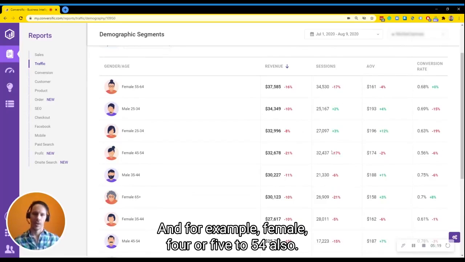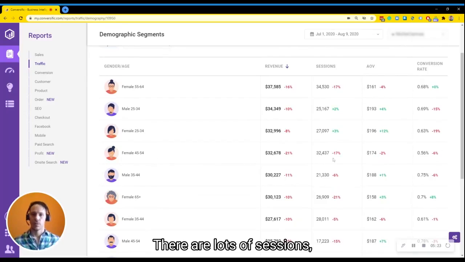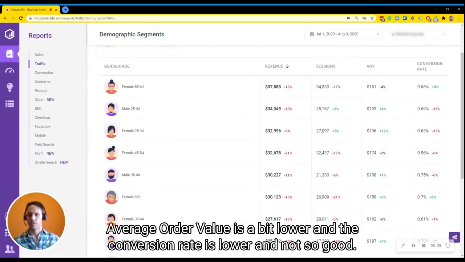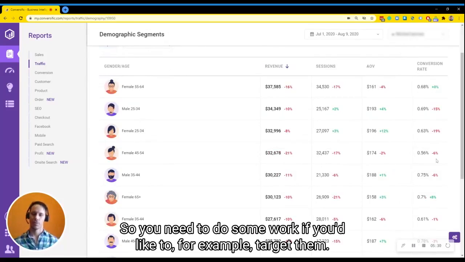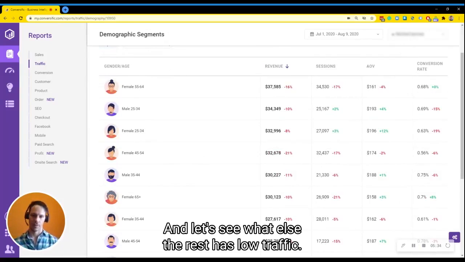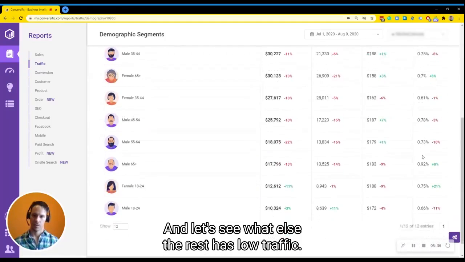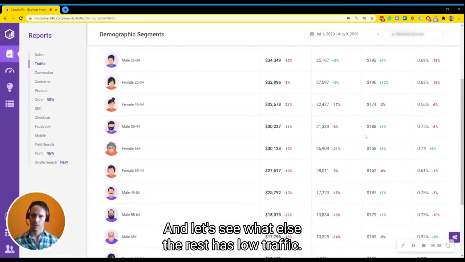And for example, female 45 to 54, also great. There are lots of sessions. Average order value is a bit lower, and the conversion rate is currently not so good. So you need to do some work if you'd like to, for example, target them. And let's see what else. The rest has low traffic.